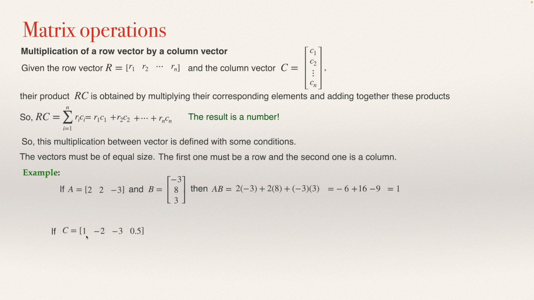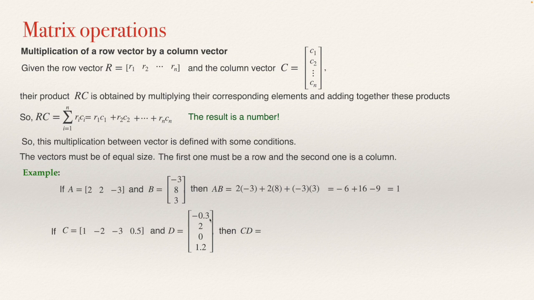Okay, so we have a row vector 1, negative 2, negative 3, 0.5. And we have here another vector that is a column vector, let's call it D. There's negative 0.3, 2, 0, and 1.2. If you want to multiply C times D, obviously it's defined.